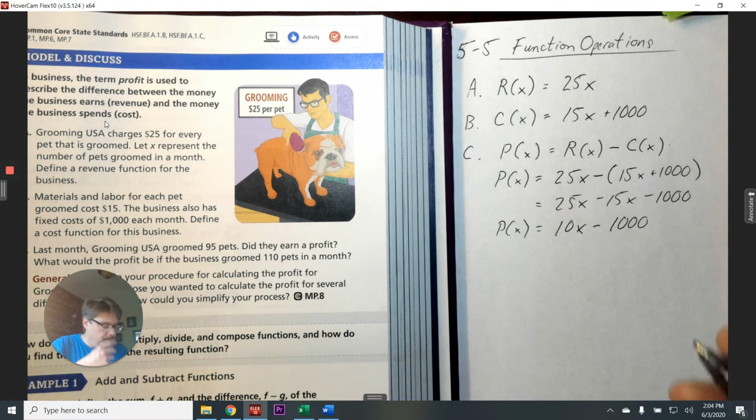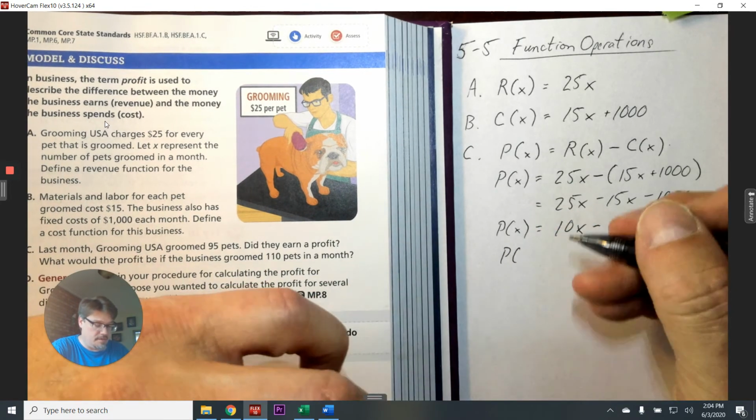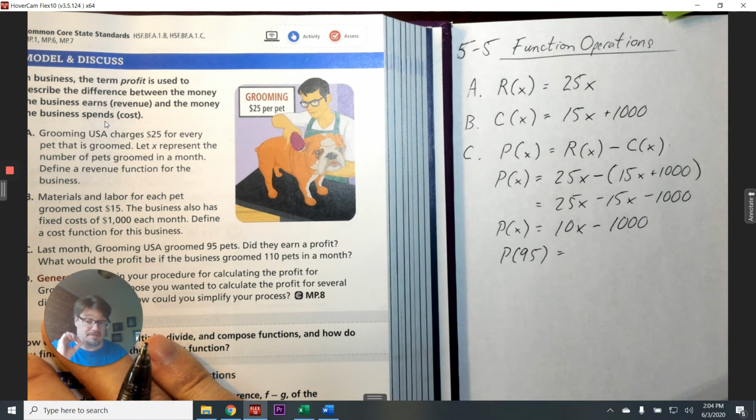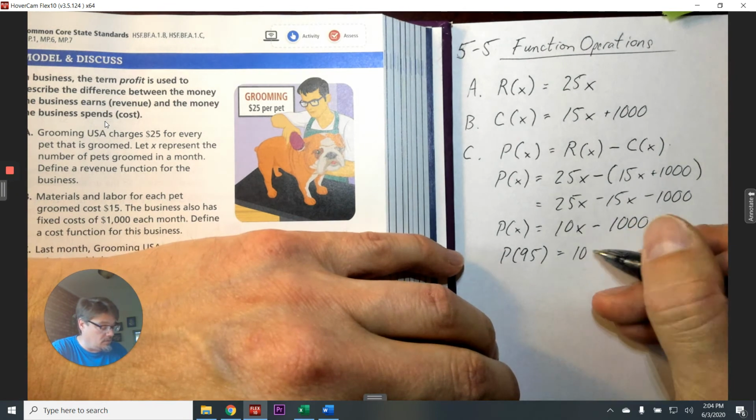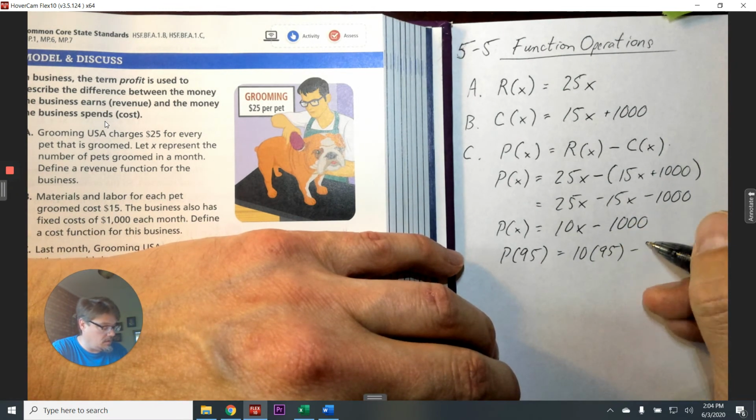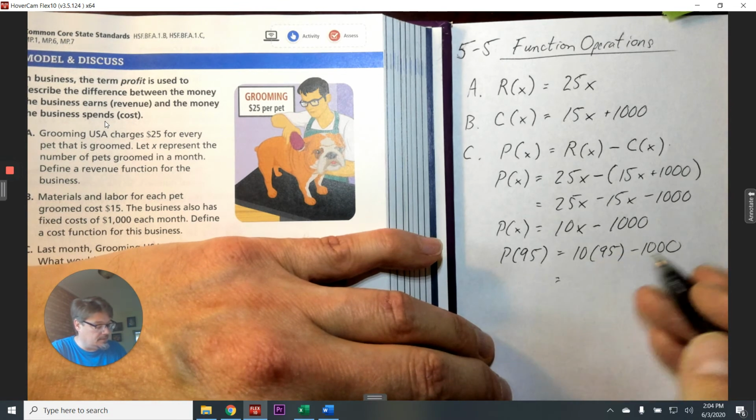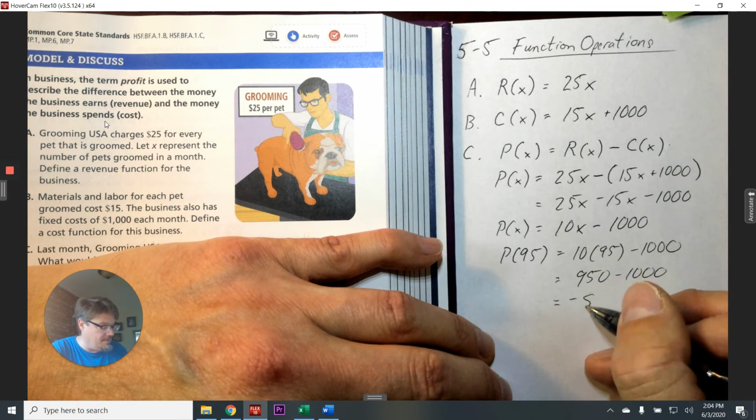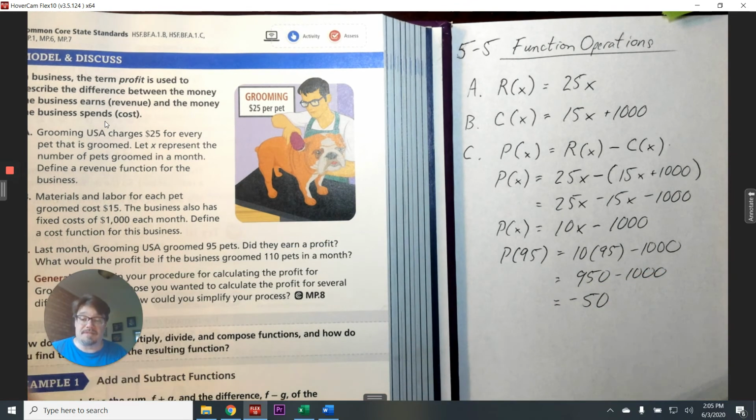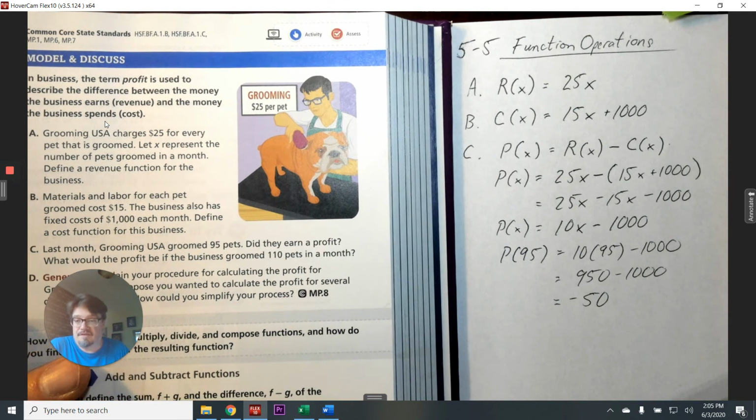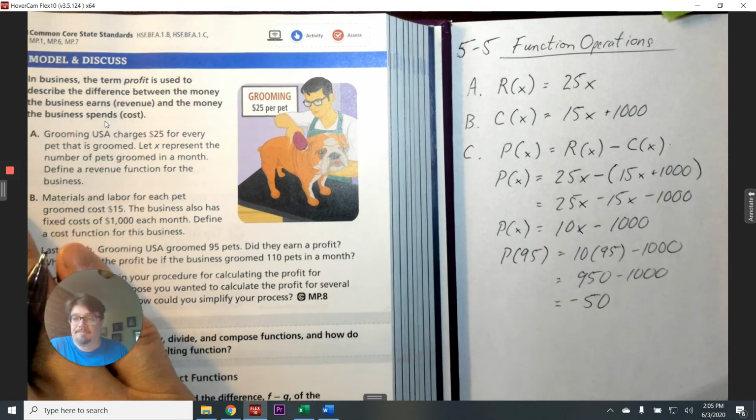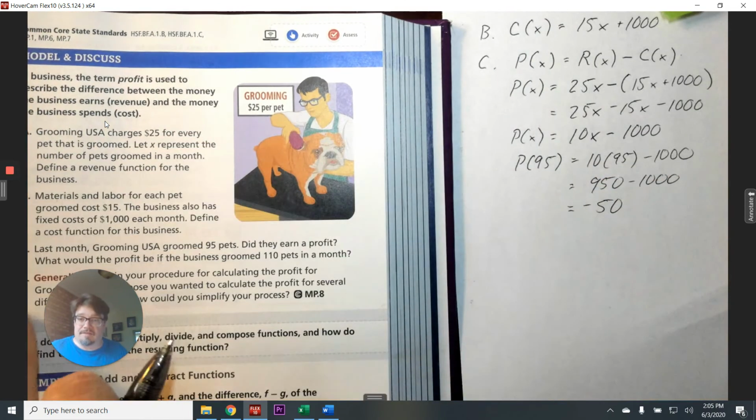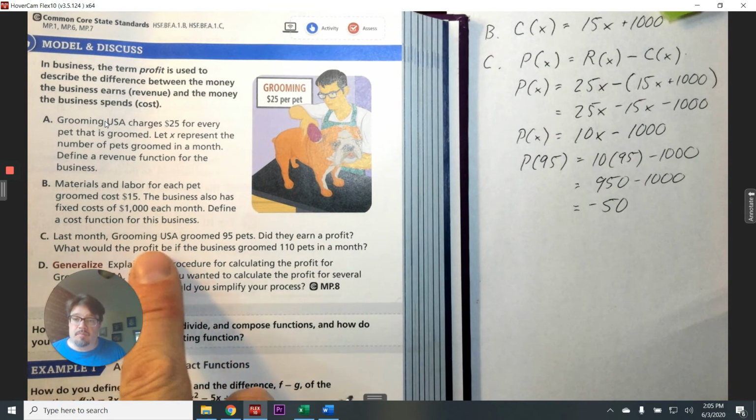All right, so now if I want to know if there was a profit, I'm going to go ahead and plug in 95. So I want to know what P of 95 is. That's 95 pets. Okay, so 10 times 95 is 950. So if I were to subtract 1,000, it looks like I have negative $50. So that means for the entire month, I've lost $50. So not a profit. Now, is that going to change with 110?